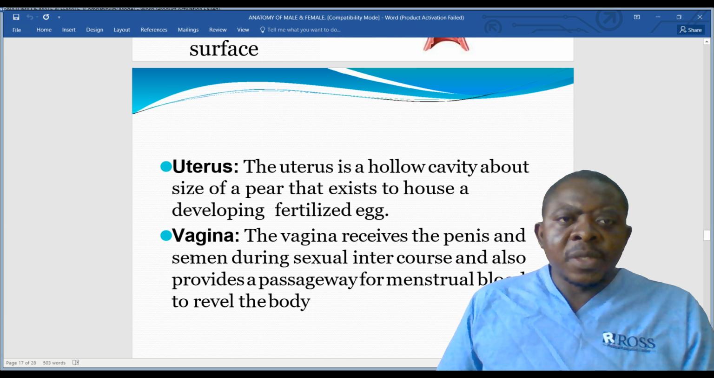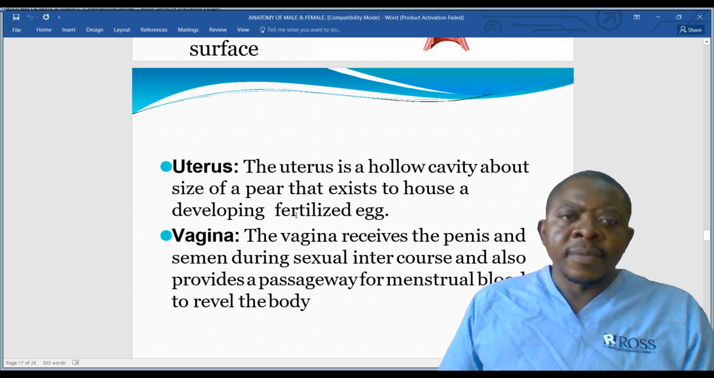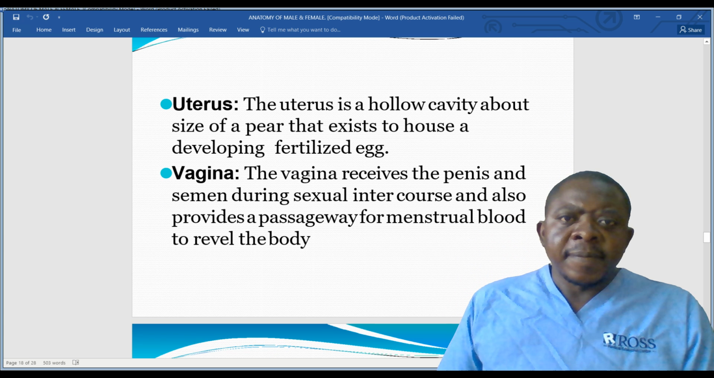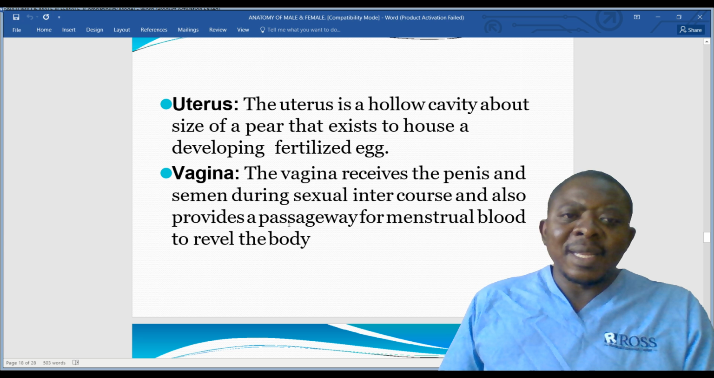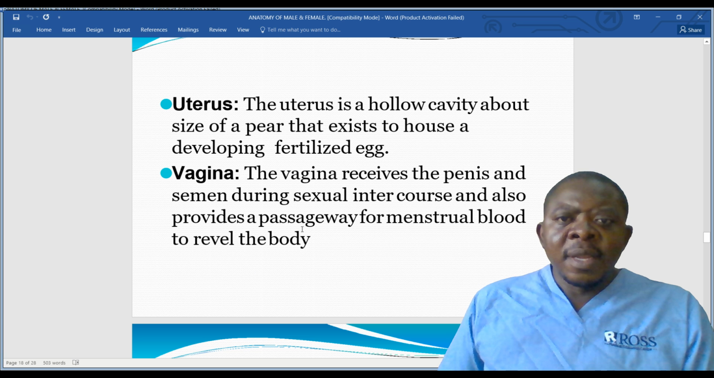The uterus. The uterus is a hollow cavity about the size of a pear that exists to house a developing fertilized egg. So it is the size of a pear. The vagina. The vagina receives the penis and semen during sexual intercourse and also provides a passage for menstrual blood to leave, that is, as it comes out of the body.